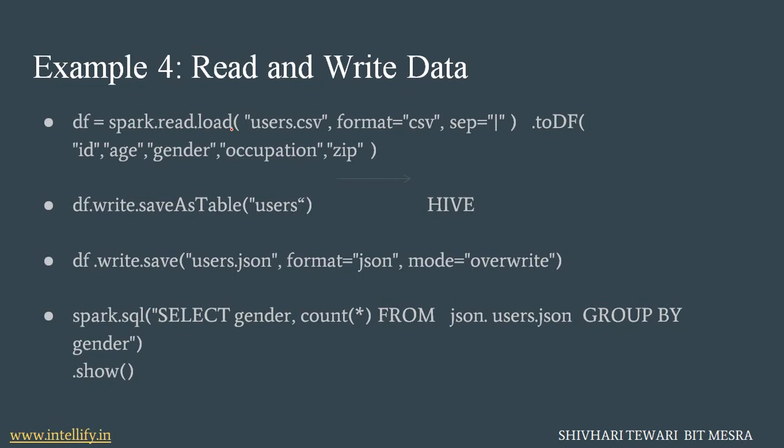Now, how to read and write the data in Spark. To read and write the data in Spark, we will use df equals spark.read.load users.csv, format equals csv, where it is a separator, and separator equals the given line, and then .toDF to convert the RDD, and then passes the values from the table. Now this df.write.save as table users is known as Hive.